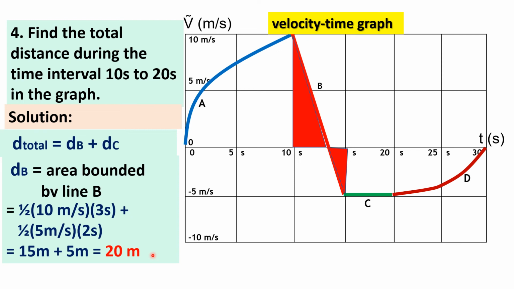And this 20 meters represents the distance covered by the moving body within that time interval, 10 seconds to 15 seconds. That's just for the time interval 10 to 15 seconds. And we will also be determining the remaining time interval from 15 seconds to 20 seconds because the question is asking for that time interval 10 seconds to 20 seconds. So we will see in the next slide how we are going to proceed.